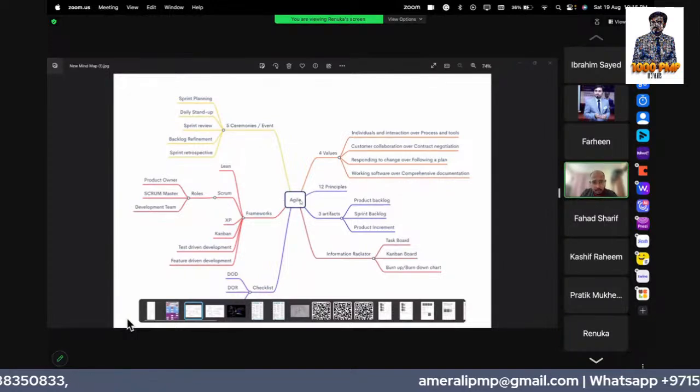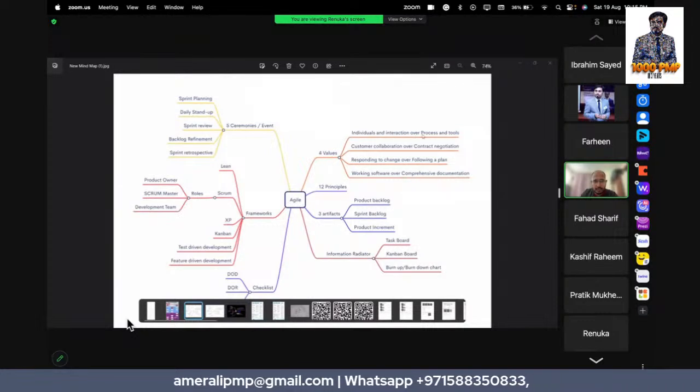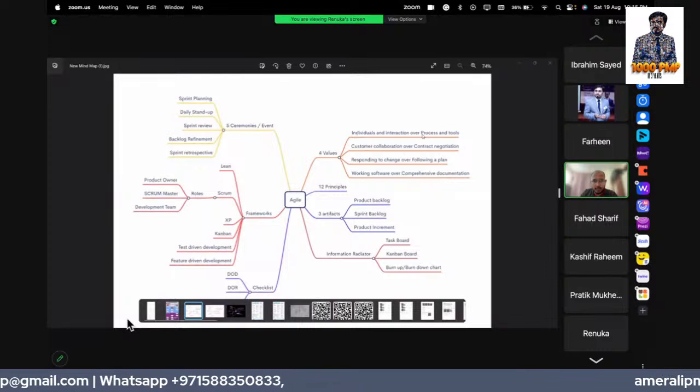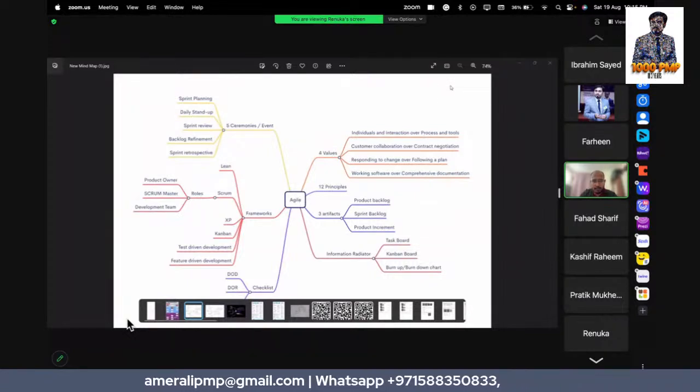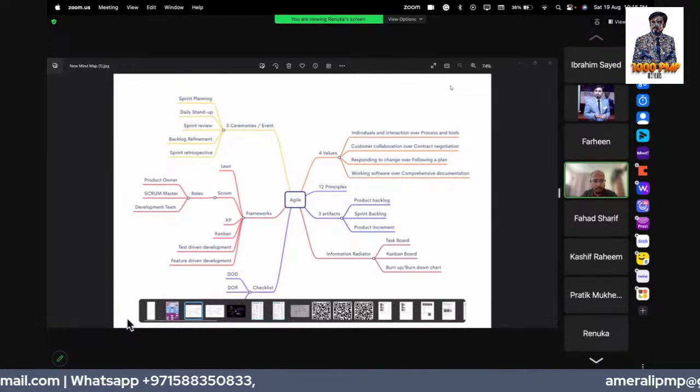So in Agile, we have four values and 12 principles. The four values are individuals and interactions over processes and tools, customer collaboration over contract negotiation, responding to change over following a plan, and working software over comprehensive documentation. And we have 12 principles.